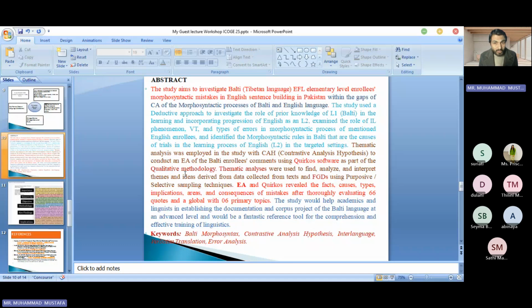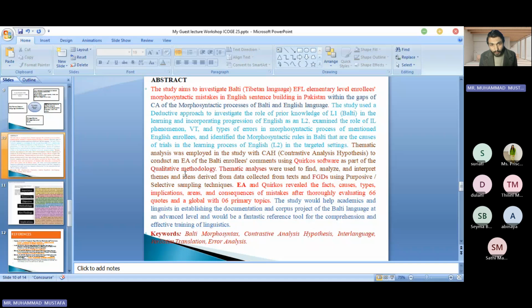So the study would help academics and linguists in establishing the documentation on a corpus project of multi-language at an advanced level and would be a fantastic reference tool for the comprehension and effective training of linguistics. So the implication is also mentioned in this sentence. We have again a compound complex sentence here. He has avoided the simple sentence.